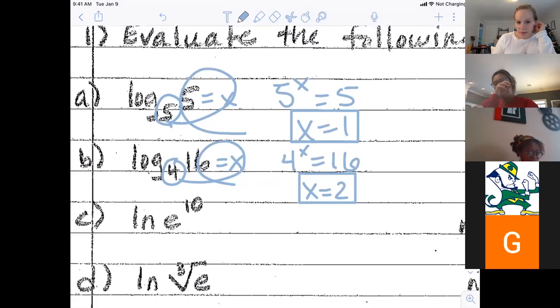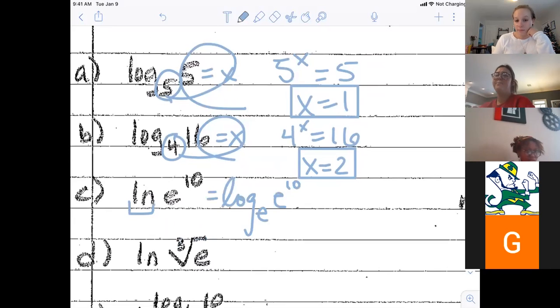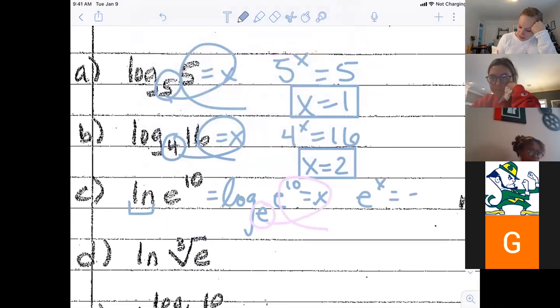Okay. The next one says ln. Remember that ln is the same thing as log base e. So instead of writing ln, I could have written this as log base e of e raised to the 10th. If I set that equal to x in order to log roll, I'd start with e, and say e raised to the x equals e to the 10th. Oh, well, e to the x is equal to e to the 10th. They both have an exponent, and so x equals 10.